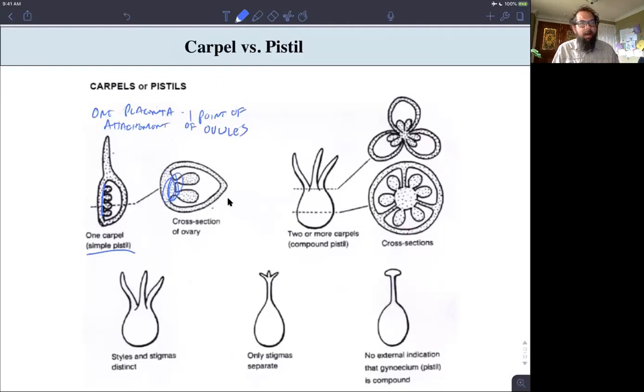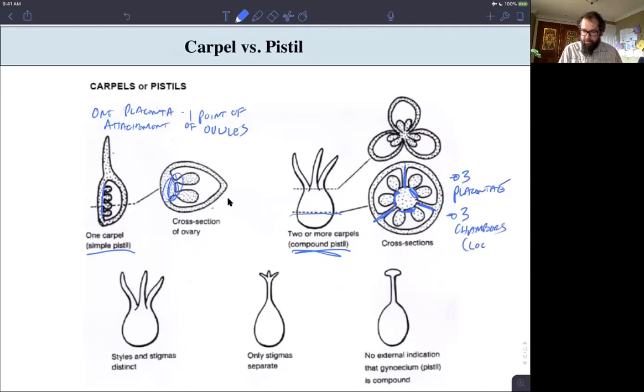Now, when I have a compound pistil, like in this example here, it means that this pistil is made up of 2 or more carpels that were fused together. In this case, if I take a cross section and look at it, I see there are actually 3 separate points of attachment, or 3 placentae, where those ovules are attached. You can also see that this ovary is divided into 3 chambers, or 3 locules.